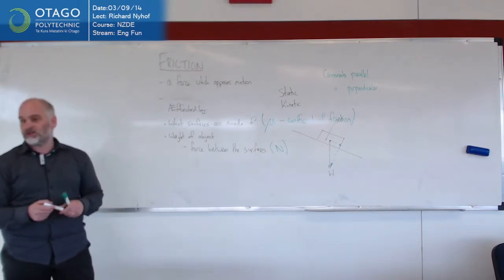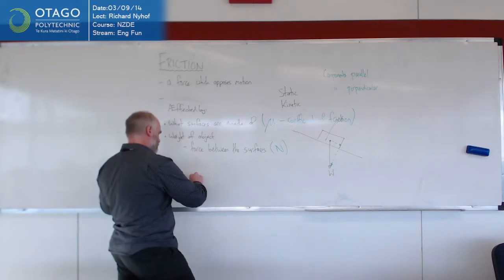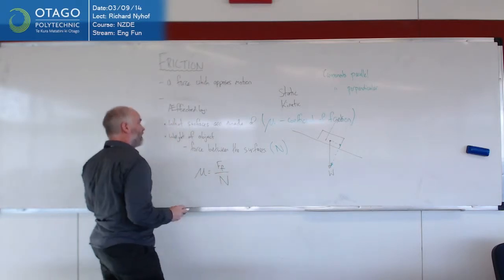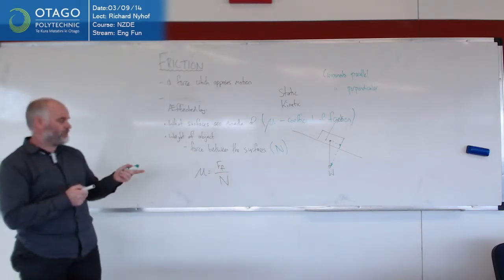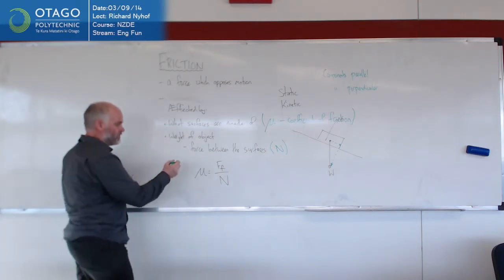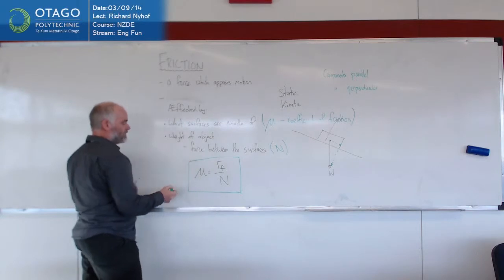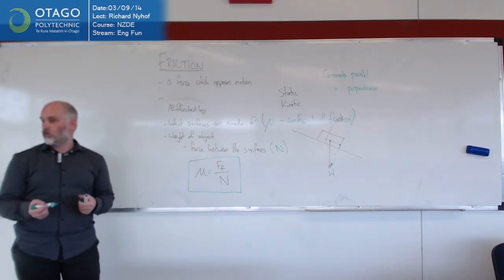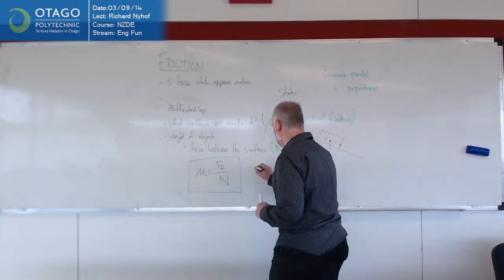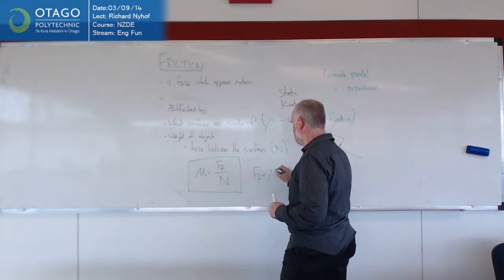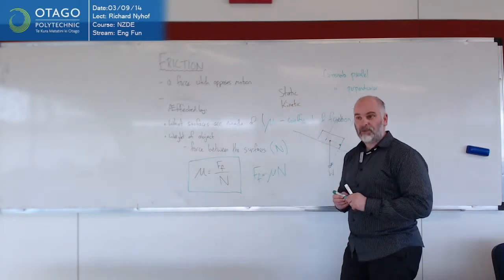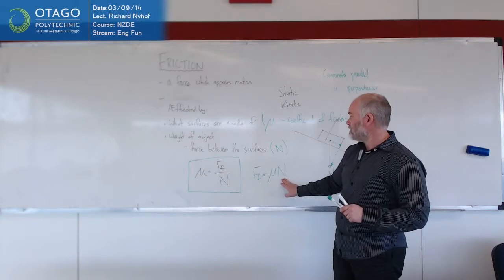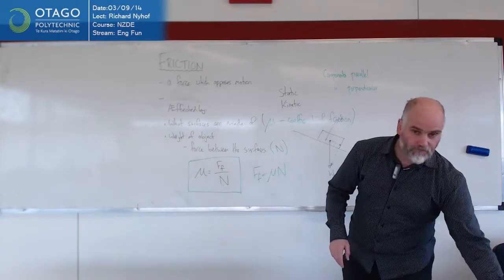And then we have a formula that ties these things together, and it says that mu equals FF divided by N. Okay, so FF is force of friction, and that's on your formula sheet for this paper. So the coefficient of friction is force of friction divided by the normal force. Or if you rearrange that slightly, you get force of friction is mu times N. So whatever friction there is equals this coefficient of friction times N.